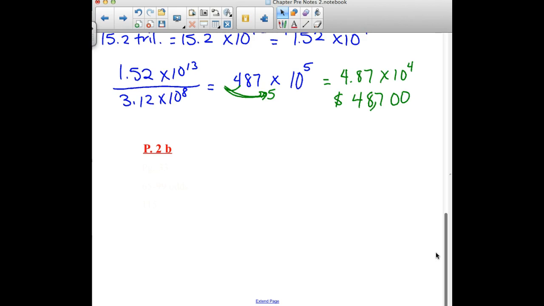All right, so assignment for part 2, page 33, 65 to 99 odds and question 115.